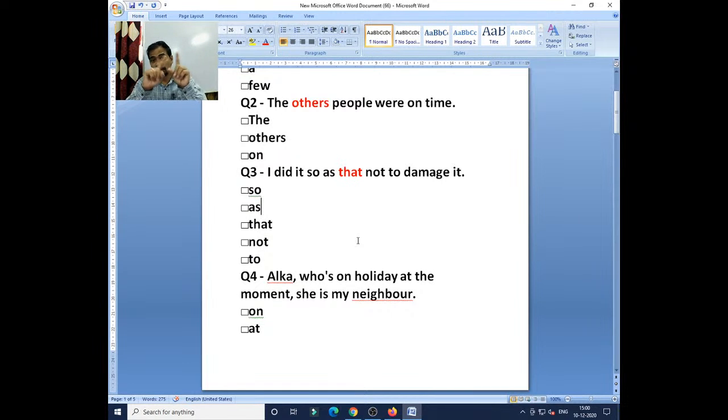But when you are using "so" and "that", in the "so" part one subject plus verb will be there, and after the "that" part also one subject plus verb will be used. That kind of structure can be made, otherwise it is incorrect. So "that" should be removed here: I did it so as not to damage it.